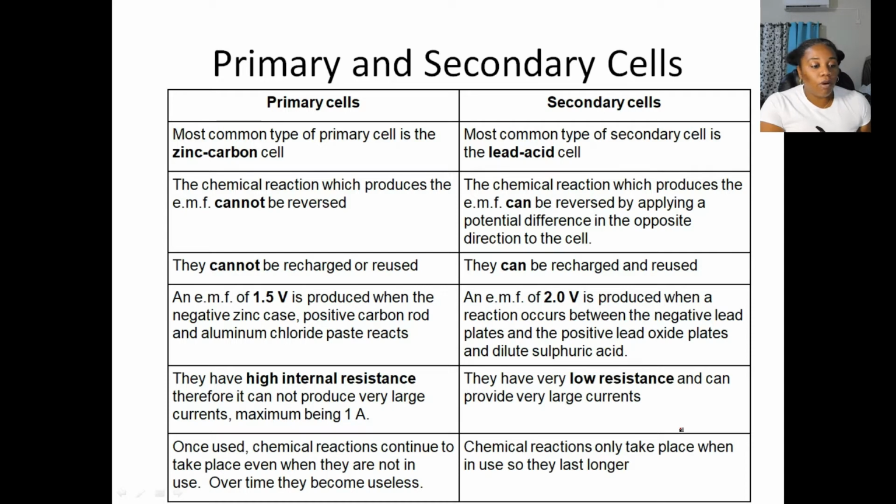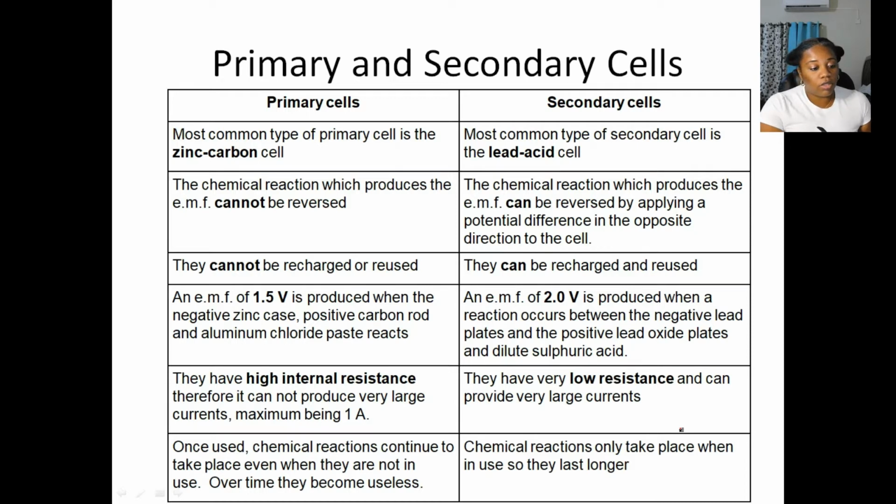An EMF of 1.5 volts is produced when the negative zinc case and positive carbon rod and ammonium chloride paste react. That's in primary cells. An EMF of 2 volts is produced when a reaction occurs between the negative lead plates and positive lead oxide plates and dilute sulfuric acid. In the primary cells, they have high internal resistance, therefore they cannot produce a very large current, a maximum being 1 amp. And the secondary cells, they have very low resistance and can provide very large currents.